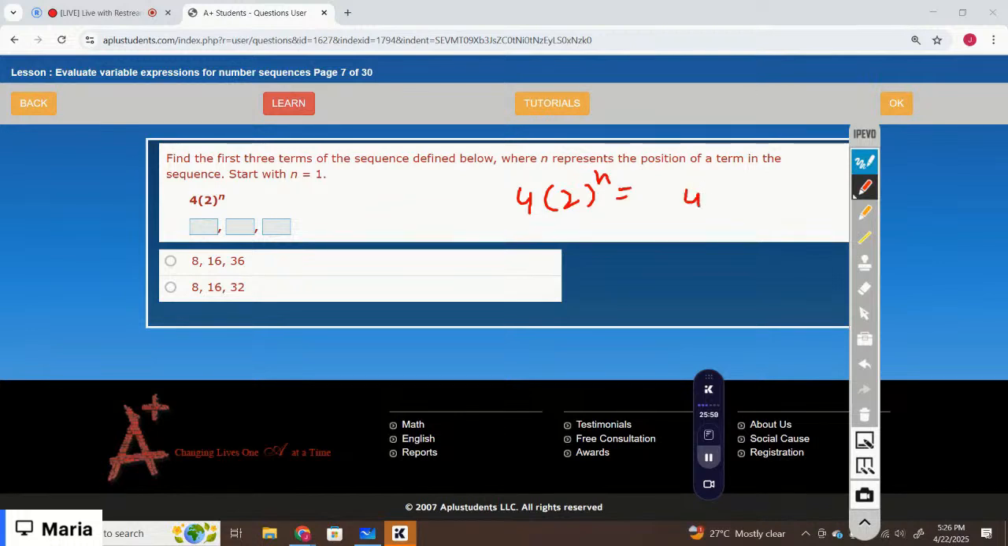4 times 2 exponent n. So start with n equals 1. So that is 4 multiplied by 2 exponent 1. Then 4 multiplied by 2 exponent 2. 4 multiplied by 2 exponent 3. So 2 times 4 is 8. 4 times 4 is 16. 8 times 4 is 32. So the correct option is 8, 16, and 32.